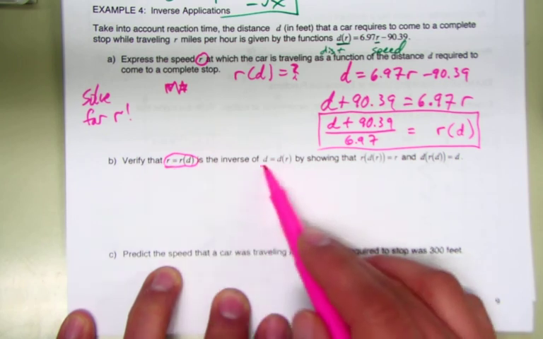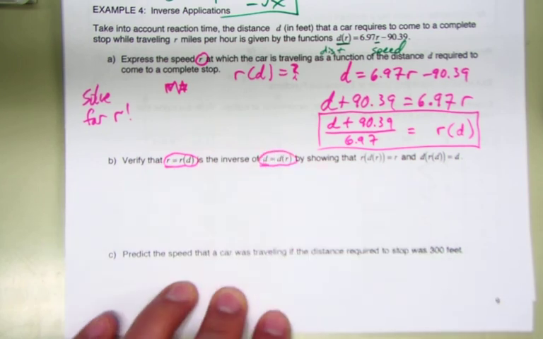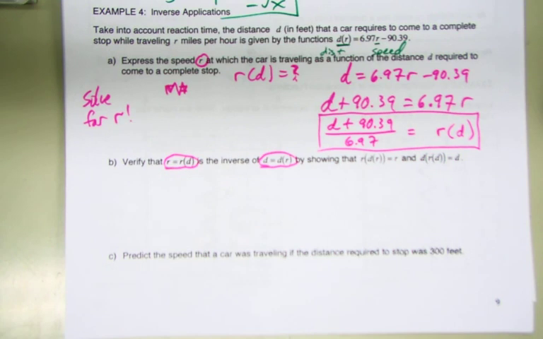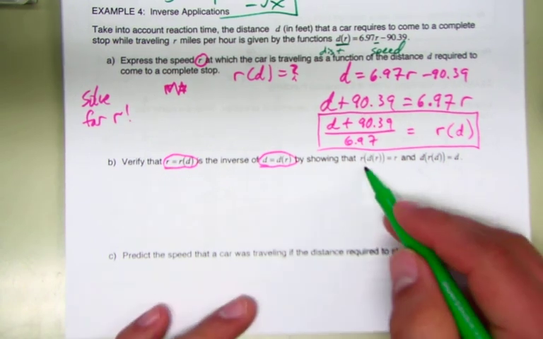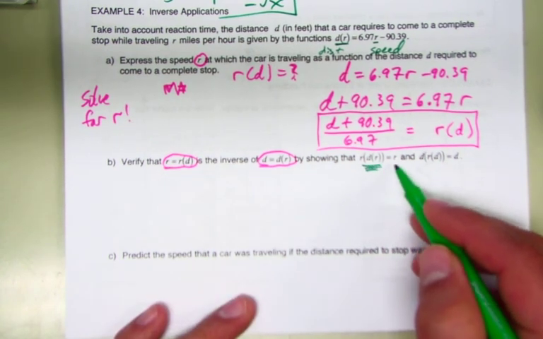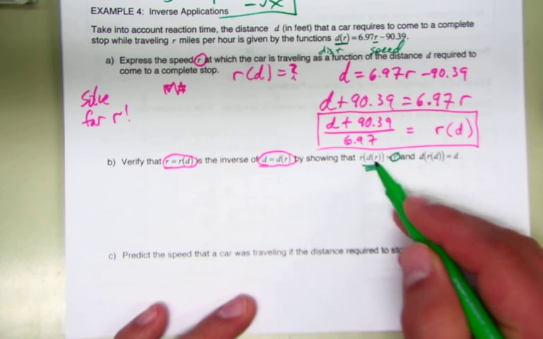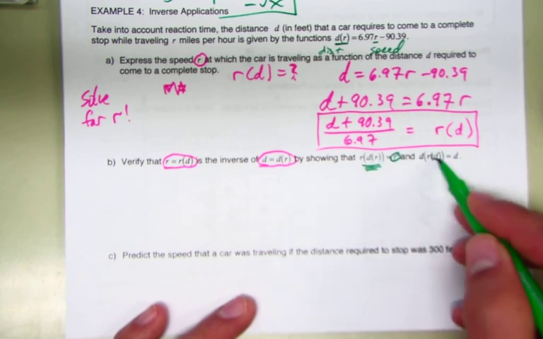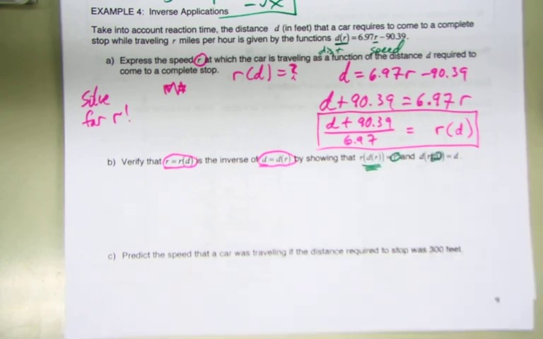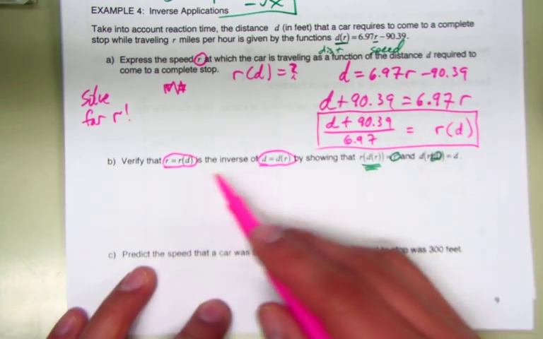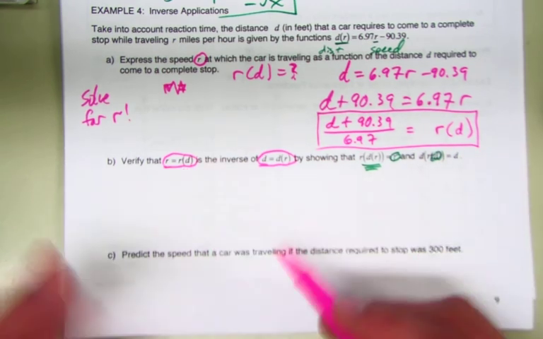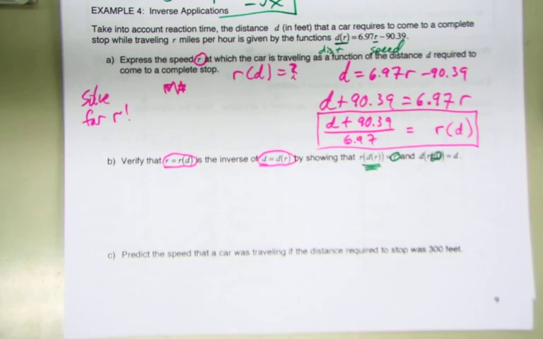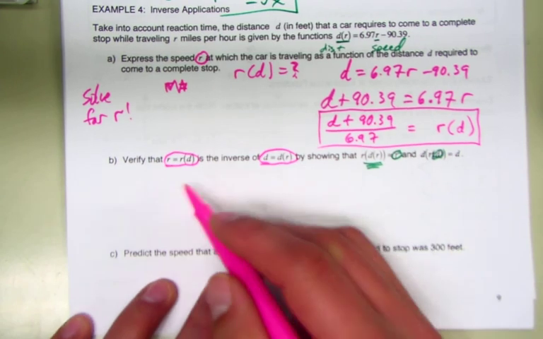Now they want us to verify that r equals r of d is the inverse of d equals d of r. So anytime we verify things are inverses, we make sure that we get the compositions basically to cancel each other out, and we're just left with our input, which in this case is r, and in this case is d. Not a huge fan of this problem, guys. I'm going to be honest. I don't like that they're not switching the variables, which is what we're supposed to do with cost anyway, or with x's and y's, but it's the same idea.